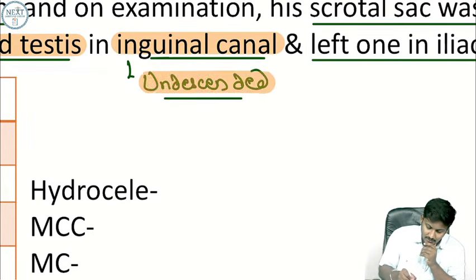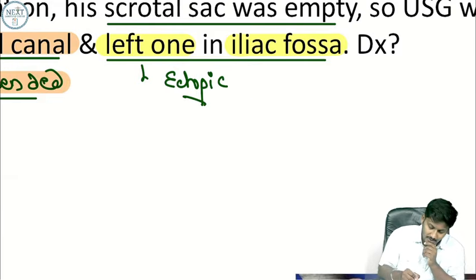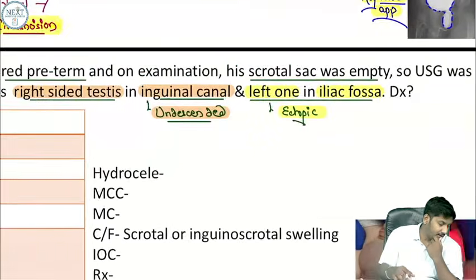Right sided testis is undescended beta, whereas the left sided testis is in the iliac fossa. And when the left sided testis is in the iliac fossa beta, we know that the left sided testis is going to be ectopic in nature. Okay, left sided testis is ectopic in nature beta, that is important to be remembered.